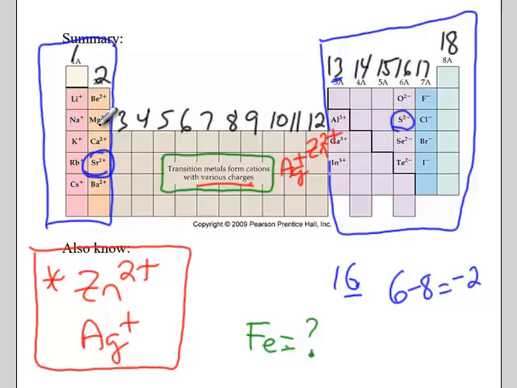Well, those are the general rules. There are exceptions. These were the first two exceptions. Zinc and silver are transition metals, but you know that zinc always makes a positive 2 and silver always makes a positive 1 charge when they form ions. There are exceptions the other way.